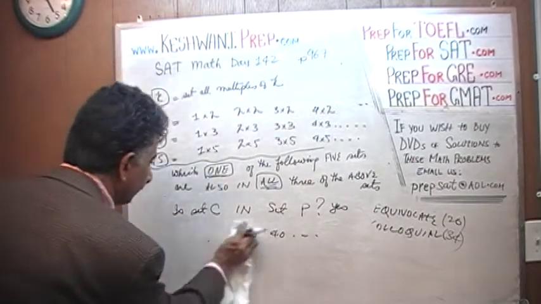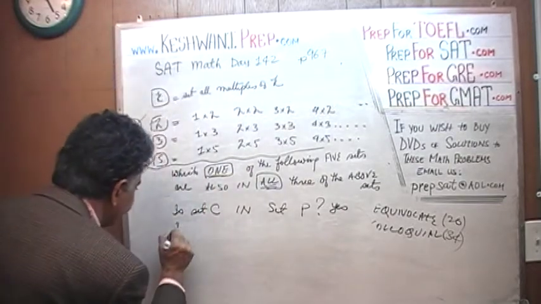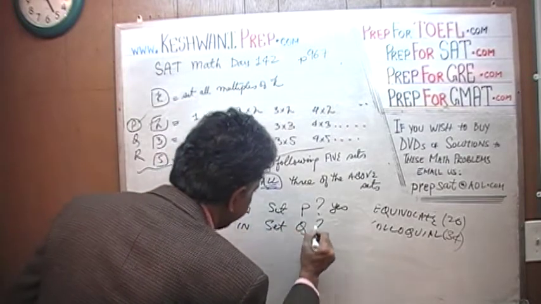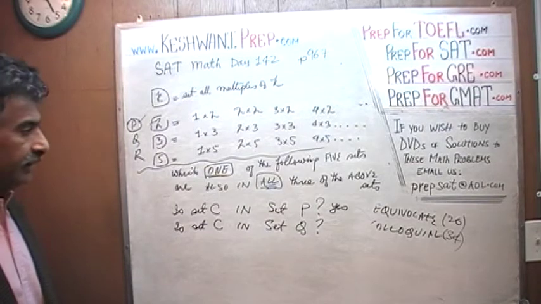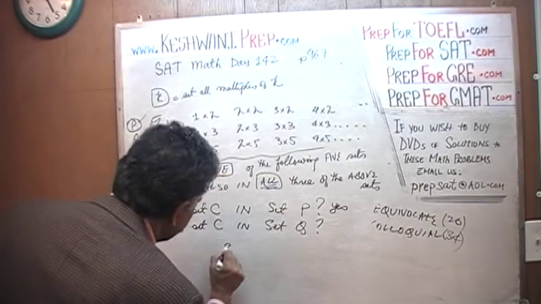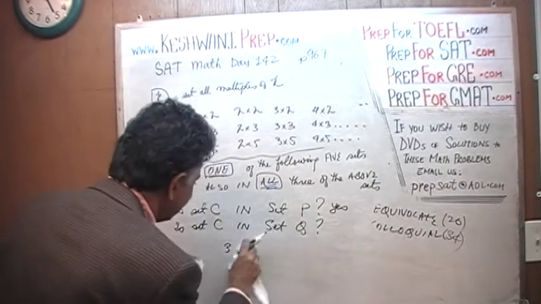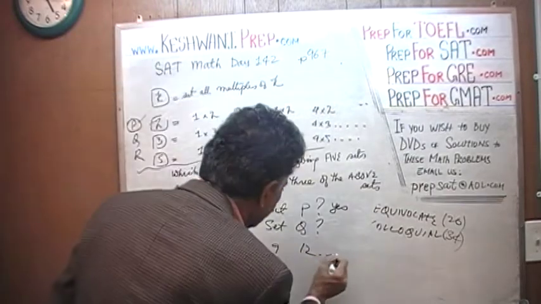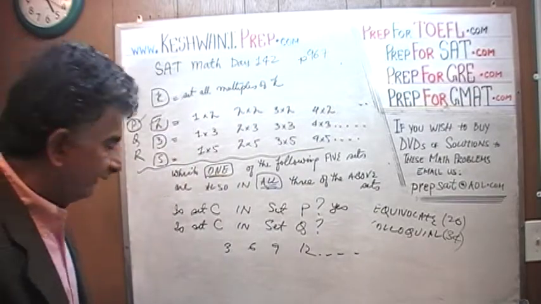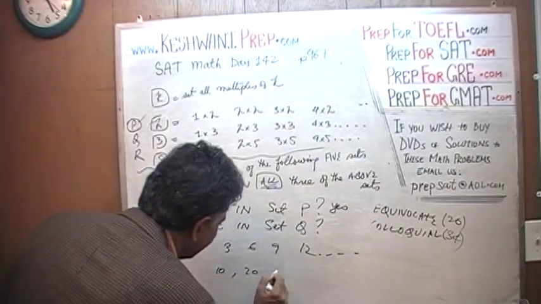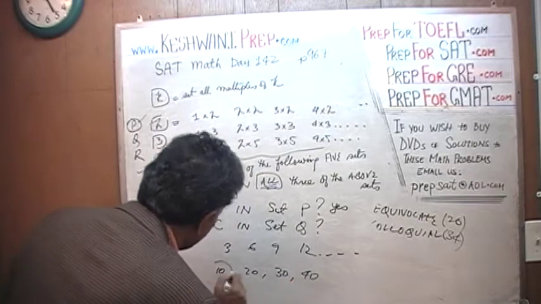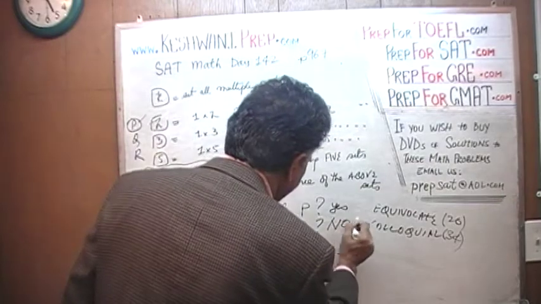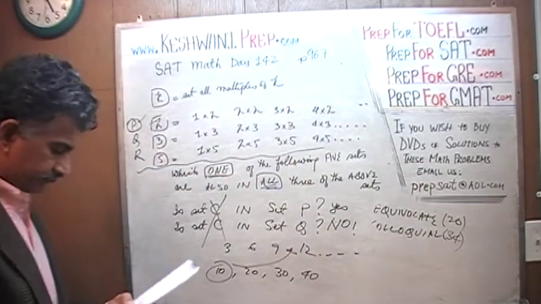Let's go to the next question. Is set C in set Q? Set Q's are multiples of 3. Multiples of 3 would be 3, 6, 9, 12. Well, right there we can stop, because the very first guy in set C is 10. Set C consists of 10, 20, 30 and 40. I don't see any 10 in here. The answer is no. So the answer cannot be C. Let's move on to D.